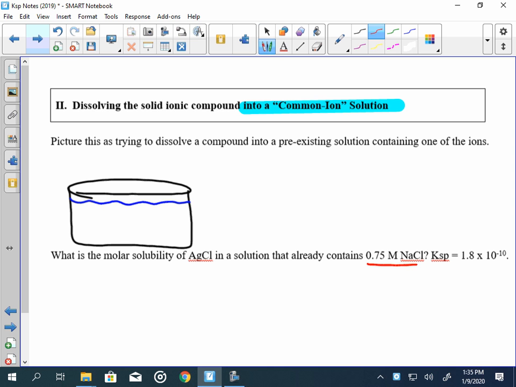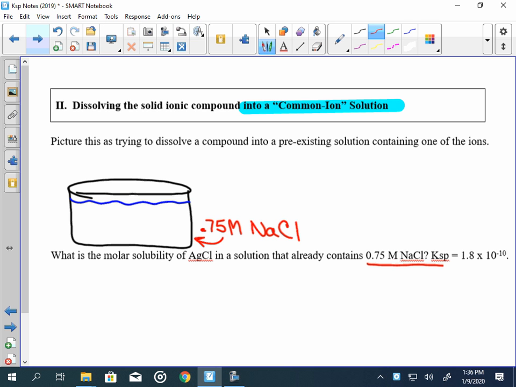Hey, it contains 0.75 molar NaCl. So I'm going to label it. I'm going to write 0.75 molar NaCl right there. Okay, and in fact, I'll draw a little arrow. So like, hey, that's what it is.